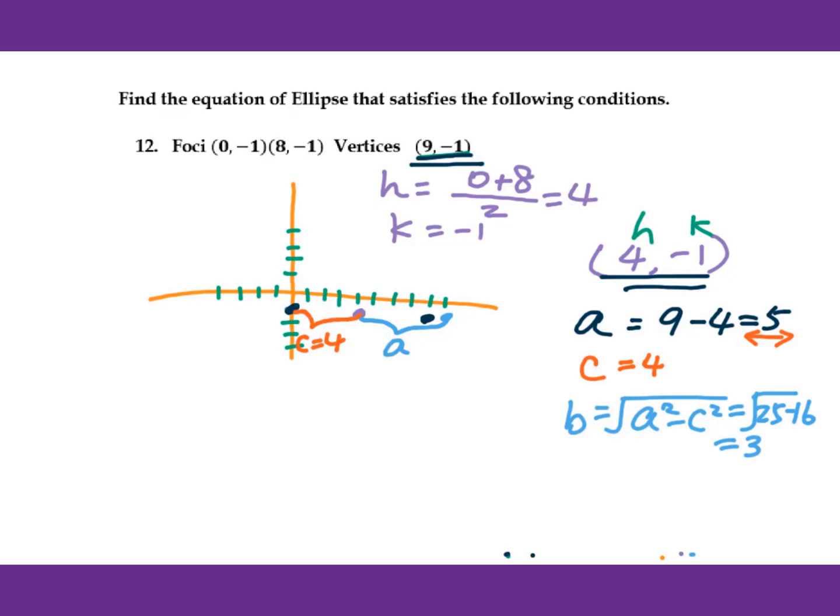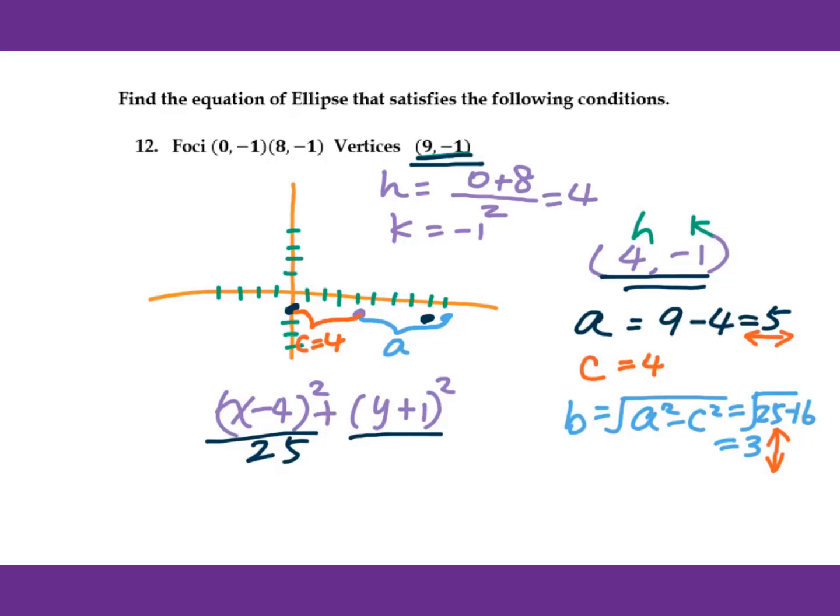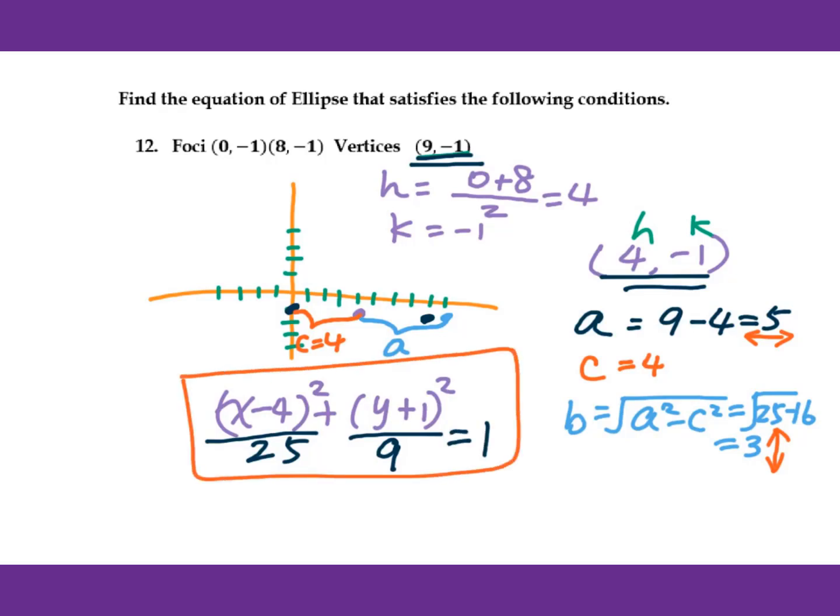3, that will be vertically moving. Therefore, we can write down the equation x minus 4 squared plus y plus 1 squared. For a, that's horizontal, so below x squared, that's 25. B is vertical, below y squared, that's 9, equal to 1. This will be the equation of this ellipse.